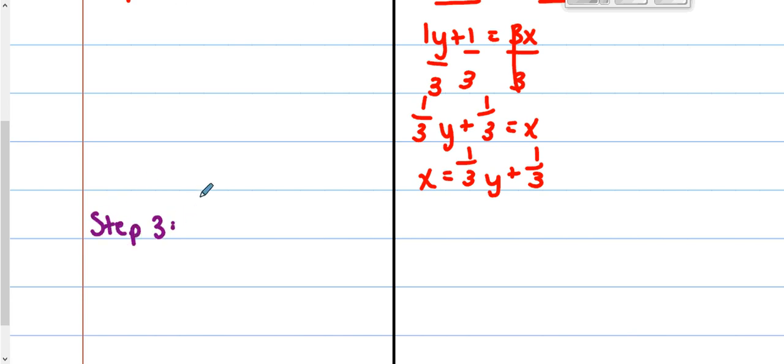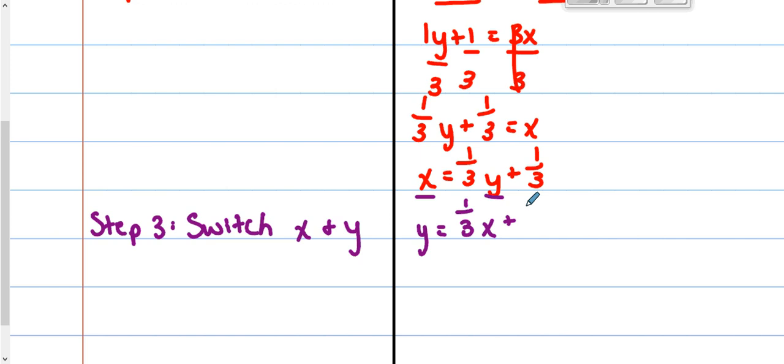In step 3, we are going to switch the x and the y value. So our x is here, our y is here. We're just going to switch them, and we're going to write it as y equals 1/3 x plus 1/3. So all we did is we let the y and the x switch places.